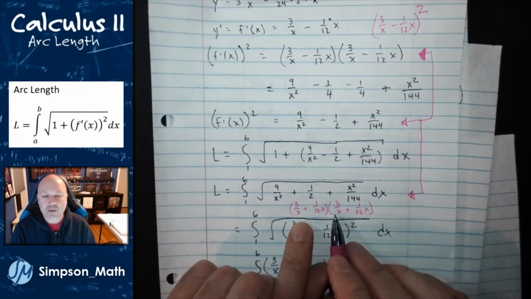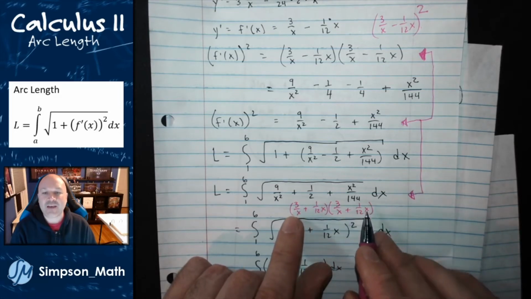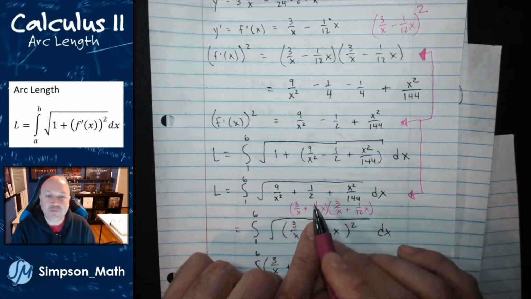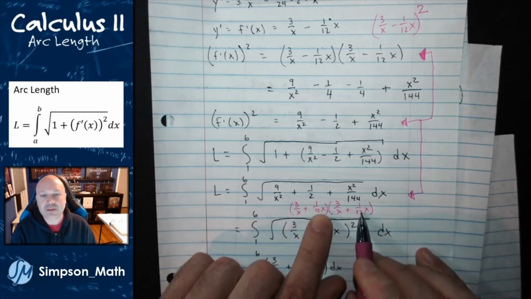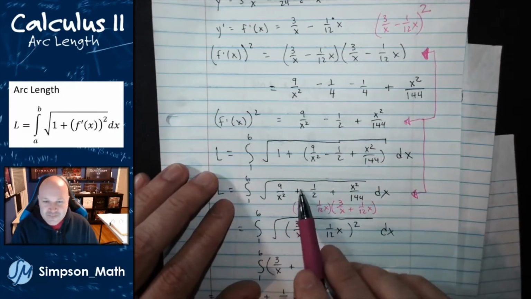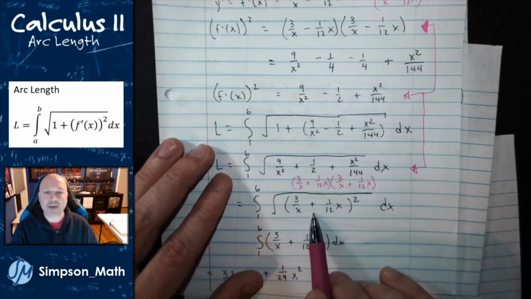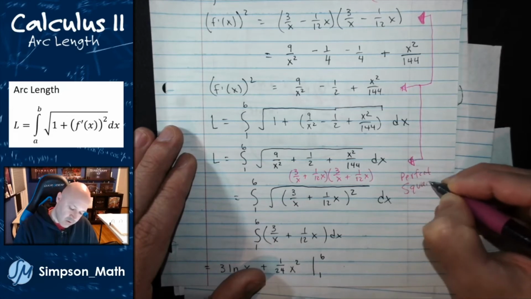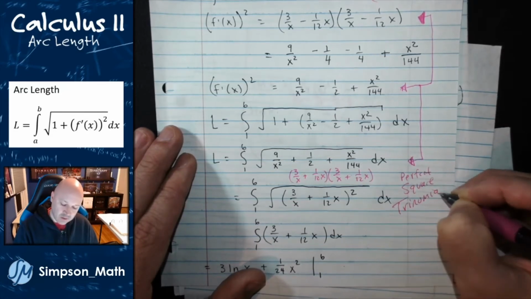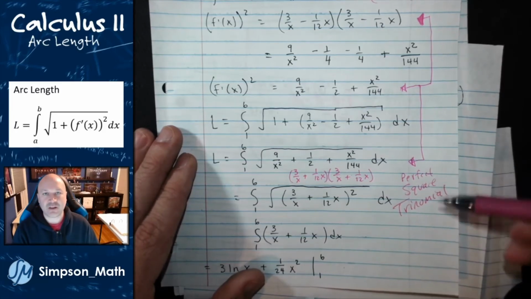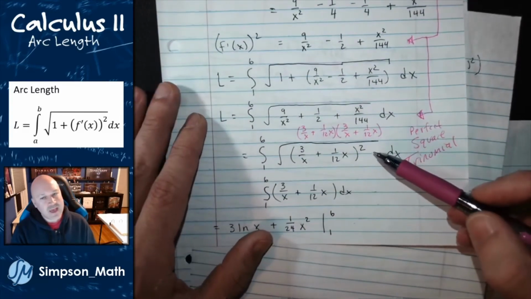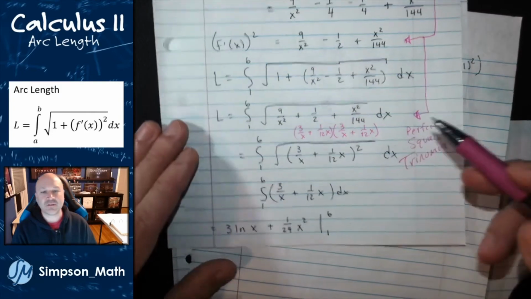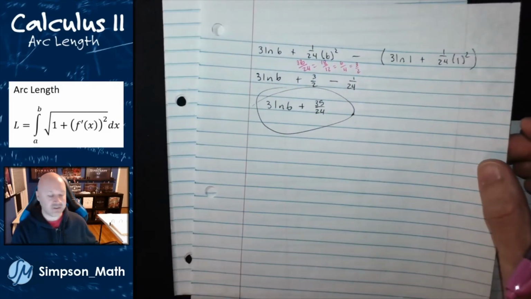If I were to FOIL this out, this is 9 over x squared. I have the x's reduced, positive 1/4, positive 1/4, I add to positive 1/2. And the last terms give me x squared over 144. So this factors into this beautiful binomial squared. It's called a perfect square trinomial. This pops up a lot with these arc length problems. And it's really nice because all of a sudden I don't have to worry about the square root any longer. They undo each other, polynomial, then some tedious math, and you're done.